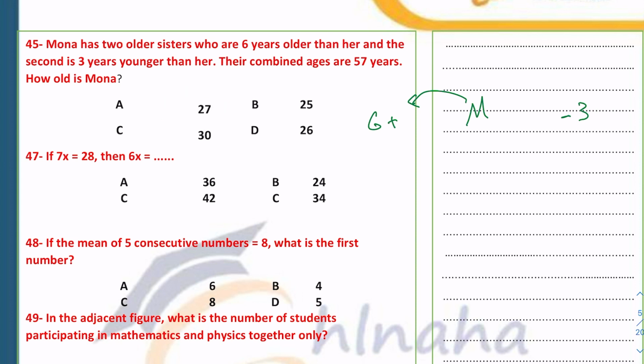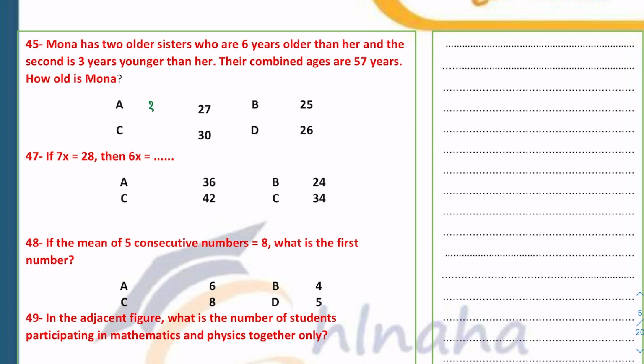Let's take 25. I will add 6, it will be 31. And I will subtract 3, it will be 22. Let's add. It will be 5 and 2, 7. Okay? Now, they are asking about only the sum of both of them. We have to check again.